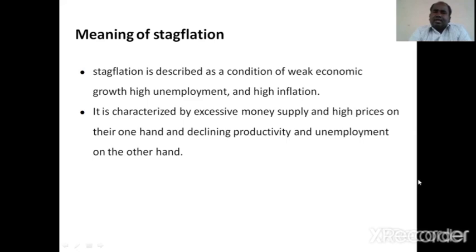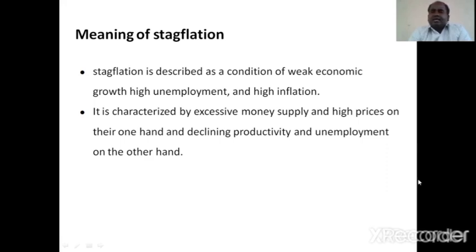Stagflation is described as the condition of weak economic growth, high unemployment, and high inflation. So the worst moment of inflation may be called stagflation. That means there is no economic growth and there will be more and more unemployment. The unemployment rate is increasing along with high inflation, so the purchasing power of the people is too low with the high rising prices.